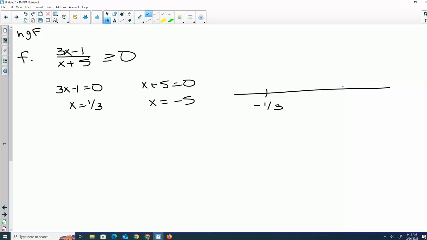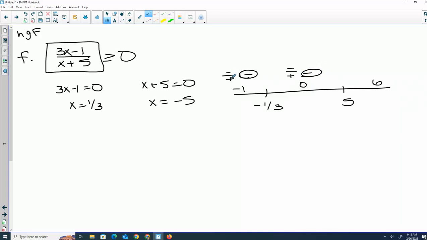Small to large. Test points, smaller than negative 1/3, negative 1, in between the two, maybe a 0, and bigger than 5, maybe a 6. We are plugging these into this fraction, trying to decide if it's positive or negative. So if I put in a negative 1, negative 3 minus 1 is negative, negative 1 plus 5 is positive, negative and positive is negative. If I put in a 0, 0 minus 1 is negative, 0 plus 5 is positive, a negative and a positive is negative.